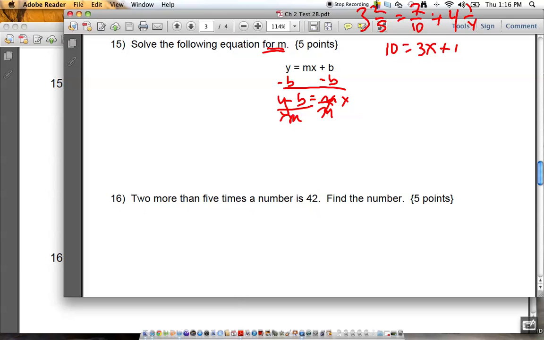Now, to do that, the first thing I notice is that I always want to attack where it says plus or minus. That says +1, I want to do -1. 10 minus 1 is 9, equals 3x.